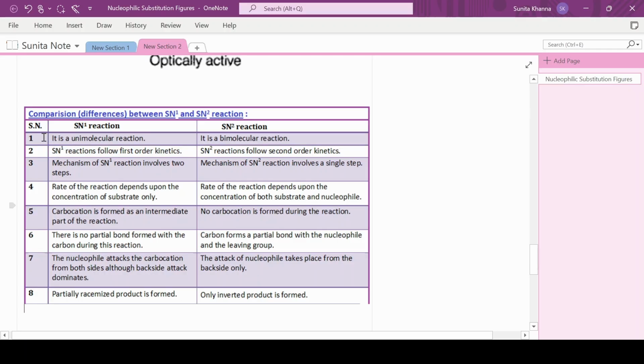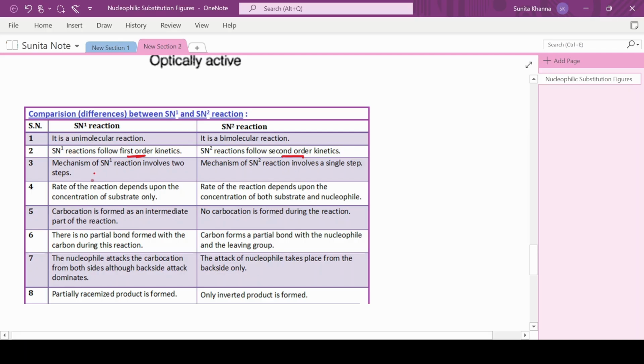SN1 is a unimolecular reaction, as the concentration of only one of the reactants is involved in the rate determining step, which is the slower step, the carbocation formation. In SN2, both the molecules participate in the rate determining step. That's why it is bimolecular. As only one reactant is involved in SN1, it is a first order reaction. As both molecules are involved in SN2, it is second order kinetics. SN1 involves 2 steps, SN2 involves a single step.